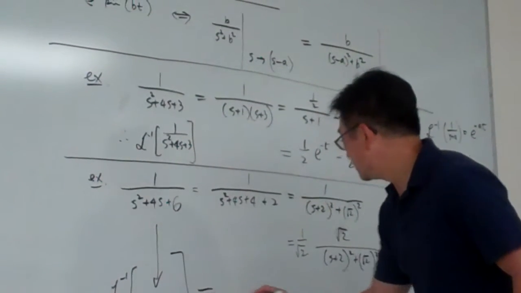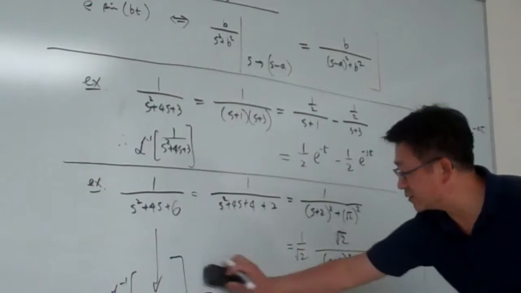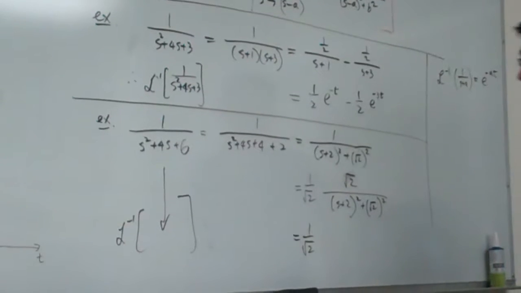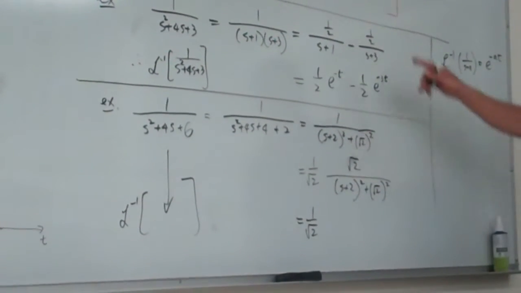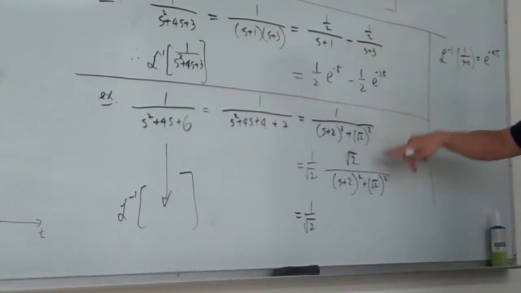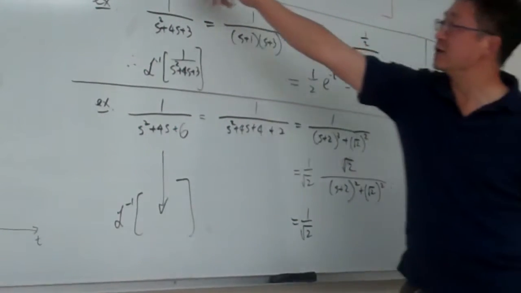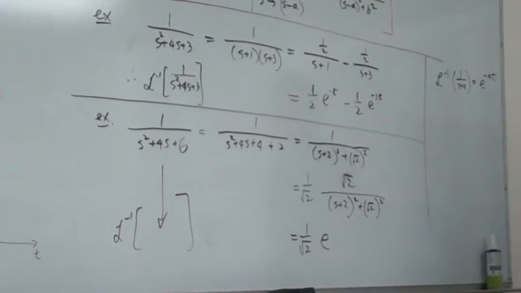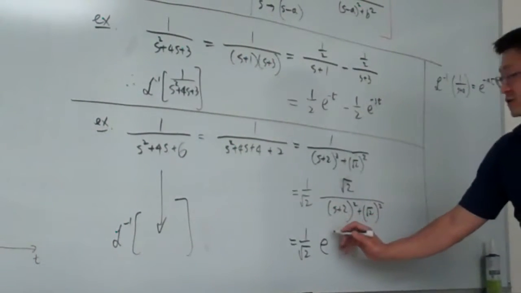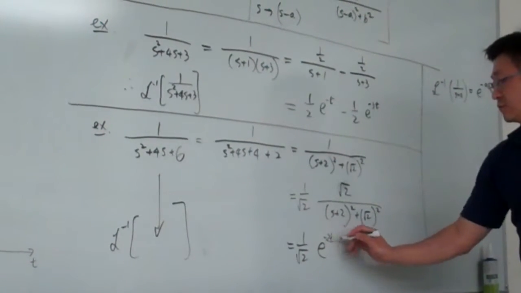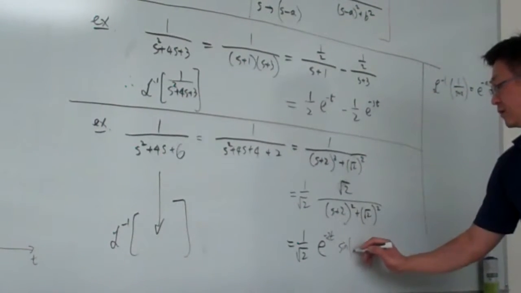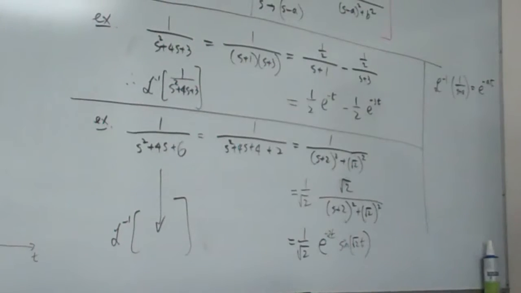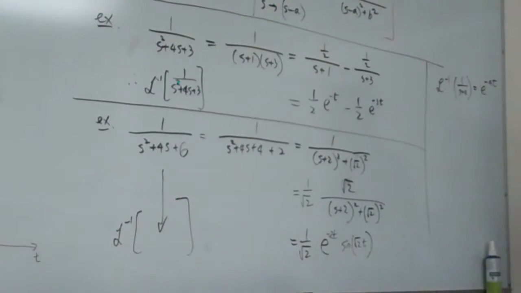Once you have this form, the inverse of this one is simple. Look at this: it will be equal to 6 over square root of 2, and then we look at this one. We simply match it carefully. Right now a is equal to minus 2, and we have sine of square root of 2 times t. Are we okay?